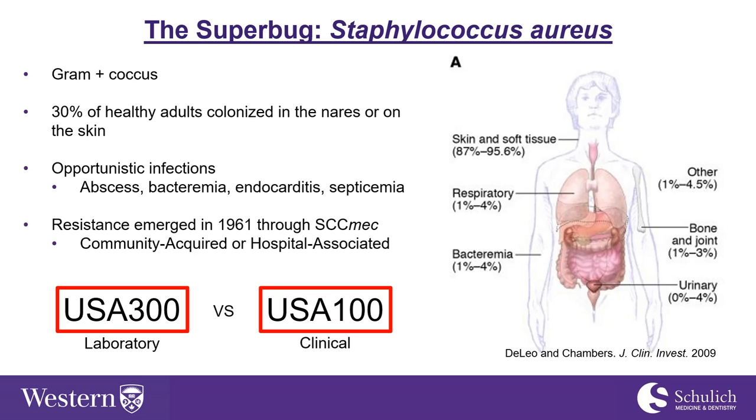Burden on human health was also increased with the introduction of antibiotic resistance in 1961 through the acquisition of the mobile element SCCmec. Methicillin-resistant S. aureus, or MRSA, is prevalent in two forms. The most common community-acquired, or CA-MRSA strain is USA300, possessing the arginine catabolic mobile element ACME, and SPG for polyamine resistance. On the other hand, the most common hospital-associated, or HA-MRSA, is USA100, possessing vancomycin resistance and lacking ACME. USA300 represents our laboratory strain, while USA100 represents our clinical strain.